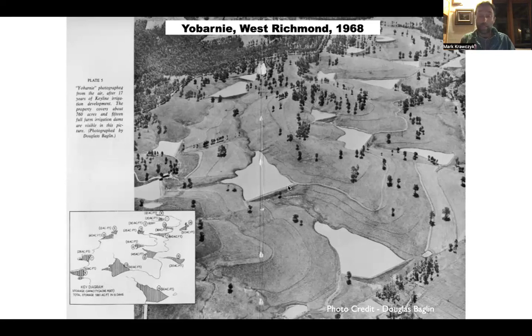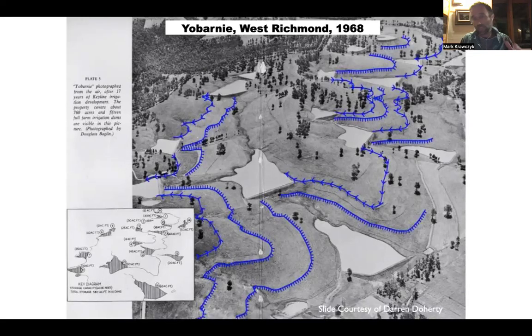And so we're really, in this case, looking at creating a landscape with maximal surface water storage for gravity irrigation, and then also really minimizing any runoff, trying to infiltrate into the soil or capture and store water in surface storage as much as possible. And Darren Doherty has gone to some lengths to then help map out more clearly what some of the connectivity is between these individual ponds.